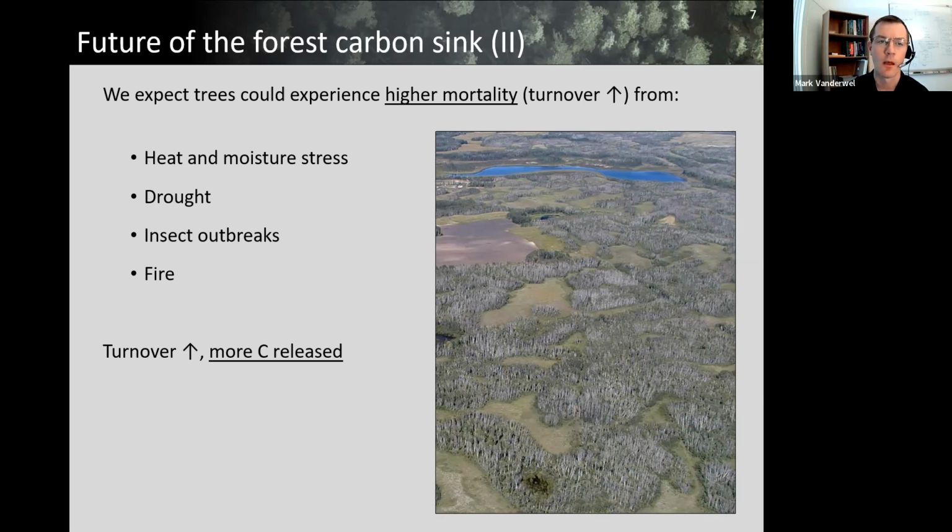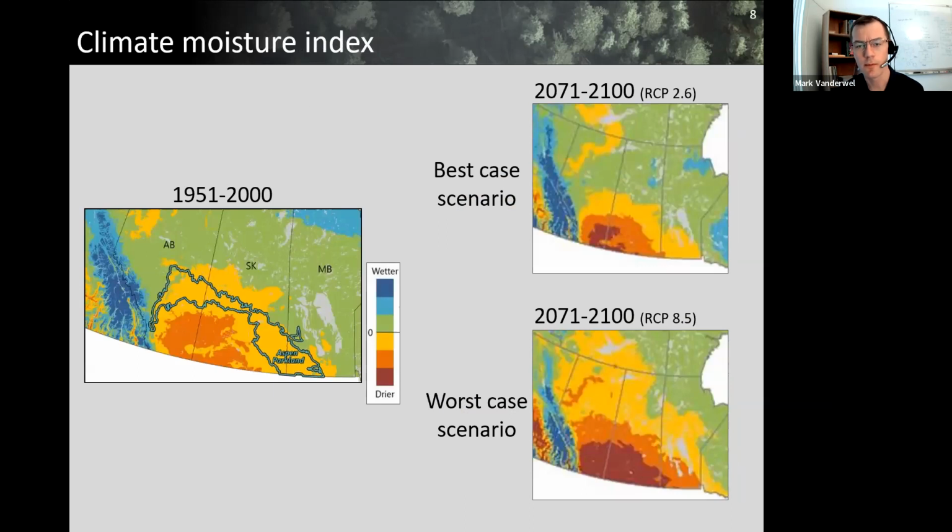Now, taking a more regional perspective, one of the major environmental constraints on the distribution of vegetation in Western Canada is moisture availability. So this can be measured using what's called a climate moisture index. It's essentially a difference between annual precipitation and potential evapotranspiration. And the interesting thing about it is that it tracks really well with the distribution of vegetation in Western Canada.